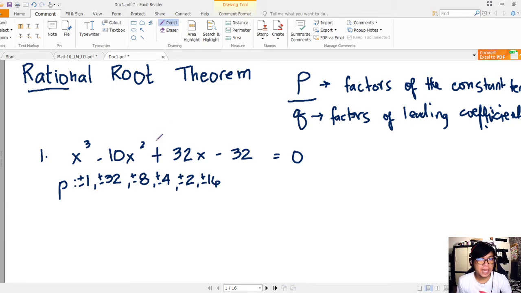Okay, next, we have Q. Ano yung Q? Yun yung factors of leading coefficient. So, our leading coefficient here is, sinabi ko kanina, 1. So, what are the factors of 1? The factors of 1 is only itself. So, that is positive, negative 1. Sinali ko rin yung positive and negative. It is because negative 1 times negative 1 will give us positive 1.